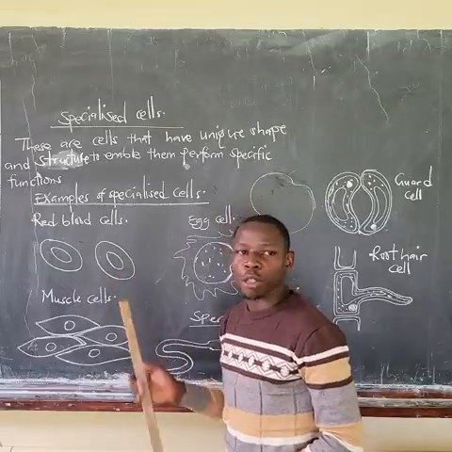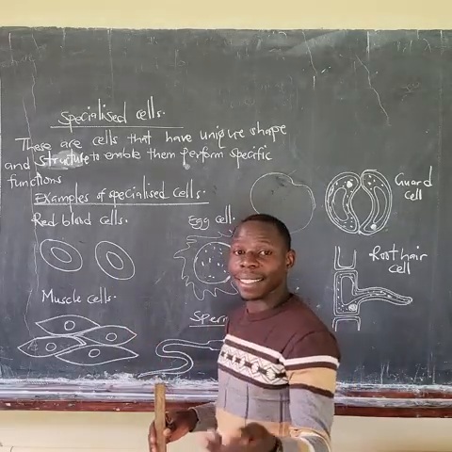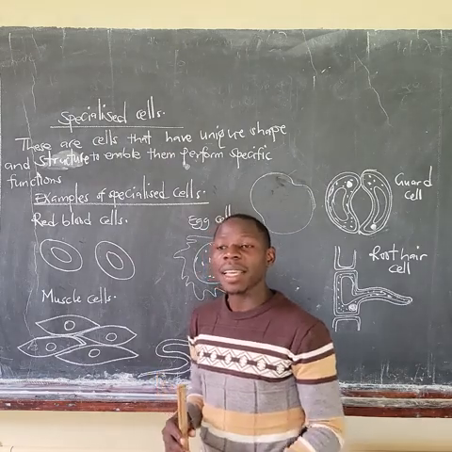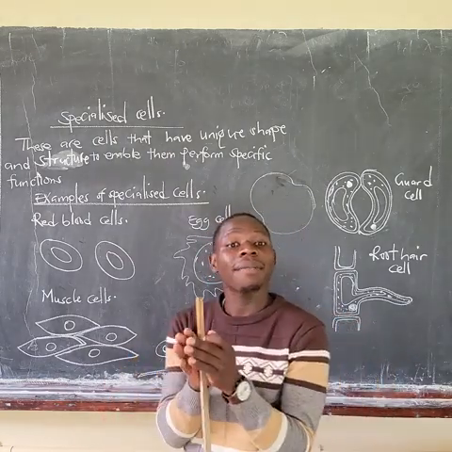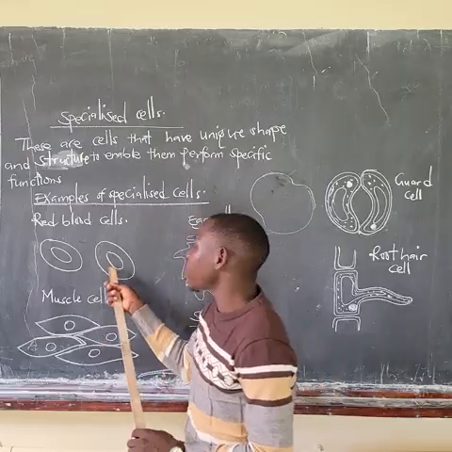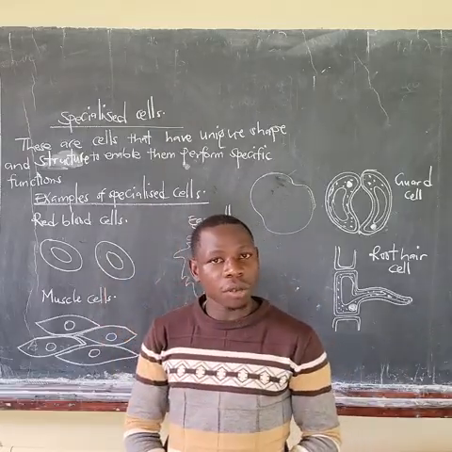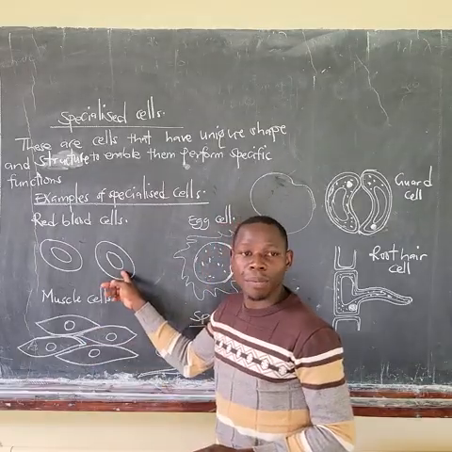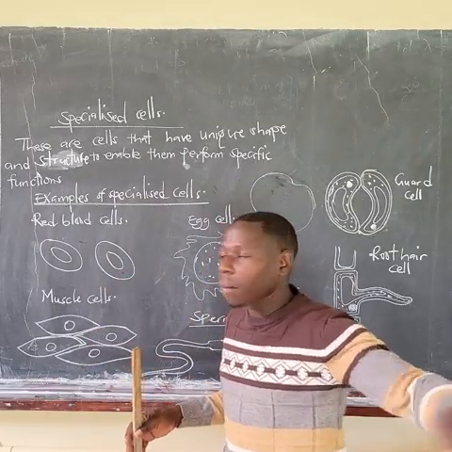This cell is responsible for oxygen transportation. And where does it pass as it's transporting oxygen? It passes through the veins and the arteries, or the blood vessels. And these blood vessels are narrow. So this shape enables it to squeeze within the blood vessels. Therefore, it adopts this shape to enable it to move within the blood vessels.